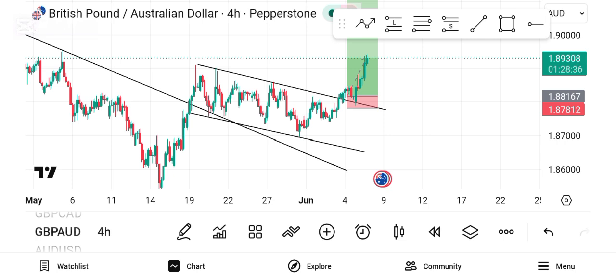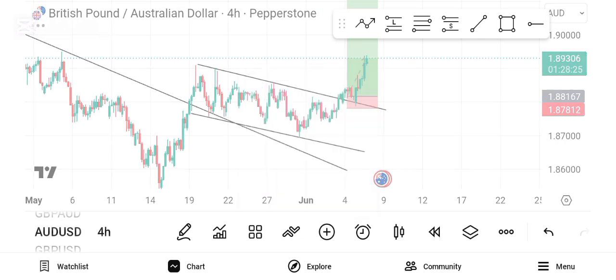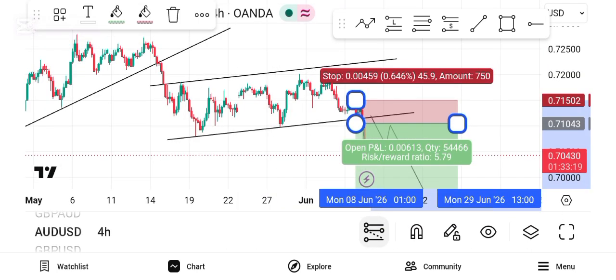It might not happen all the time, but when it happens, it is a very, very good setup to take. So these are the setups I took this week: GBPAUD, AUDUSD, right? They're still all moving in profit, and EURUSD.